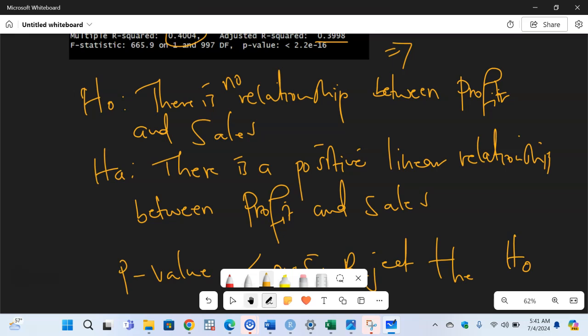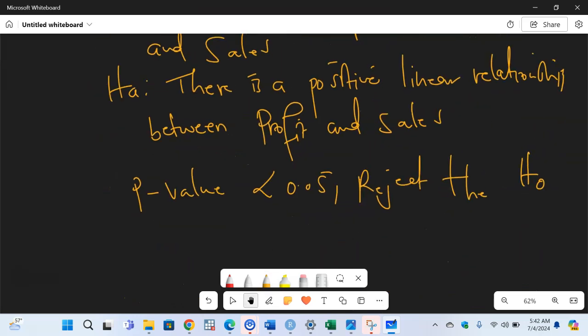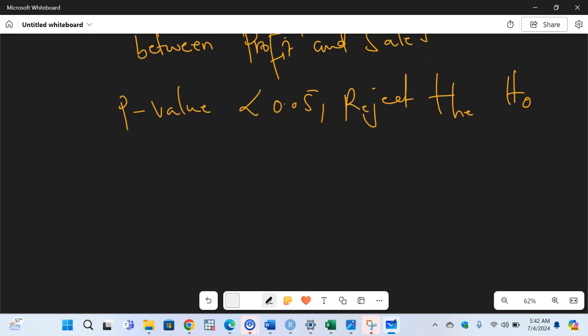0.05. From here, we've seen that the p-value here of 2.2 e to the power negative 16 is truly less than 0.05, therefore we reject. So how you conclude normally in the process of hypothesis testing: once you're done with rejecting, that is on the, this is called the decision.